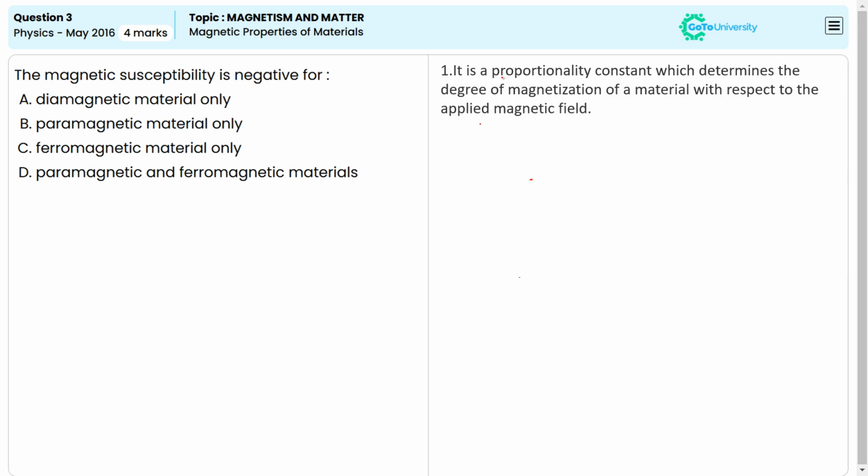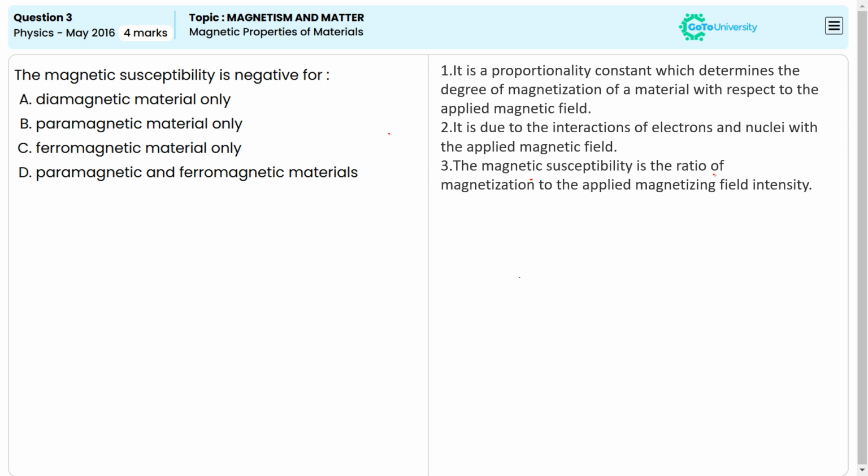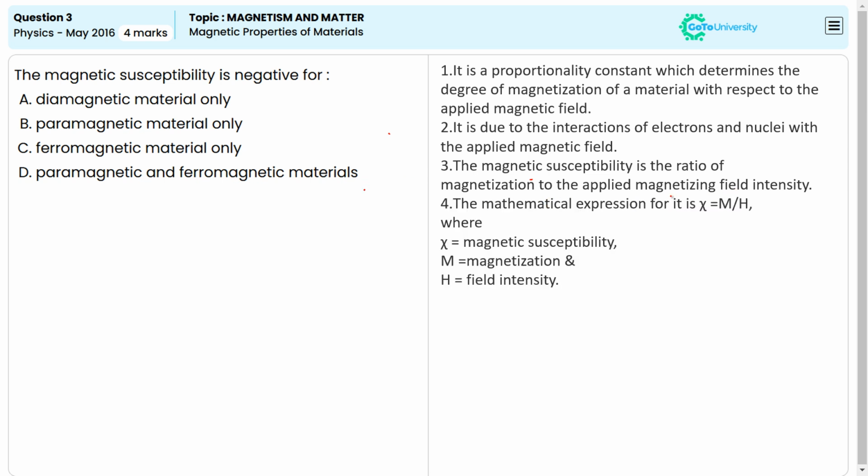That is, it is a proportionality constant which determines the degree of magnetization of a material with respect to the applied magnetic field. It is due to the interactions of electrons and nuclei with the applied magnetic field. The magnetic susceptibility is the ratio of magnetization to the applied magnetizing field intensity. The mathematical expression for it is χ = M/H, where χ is the magnetic susceptibility, M is the magnetization, and H is the field intensity.